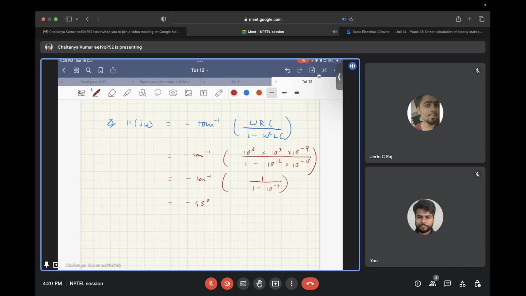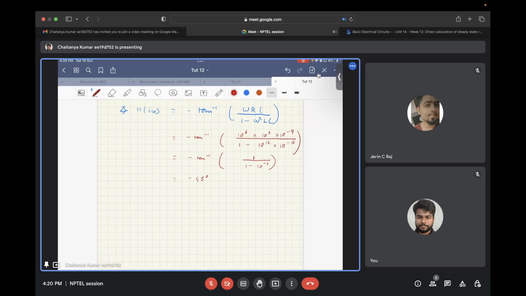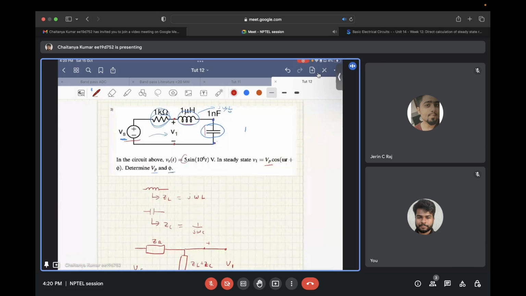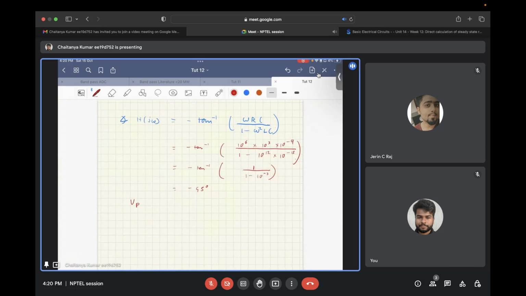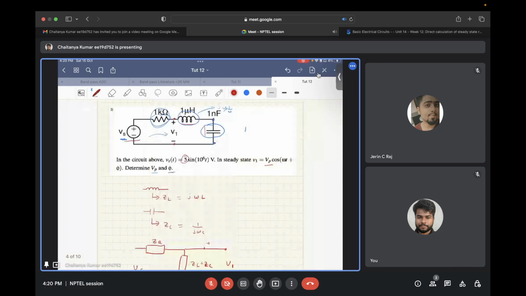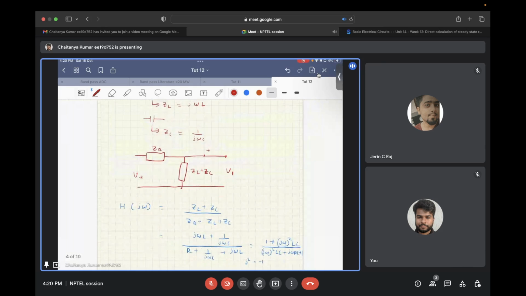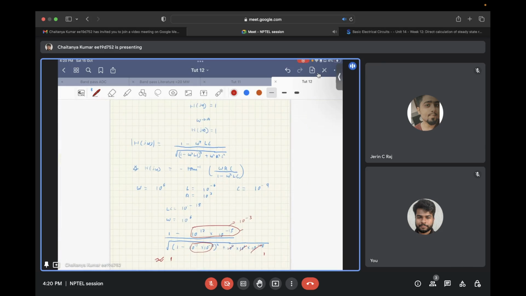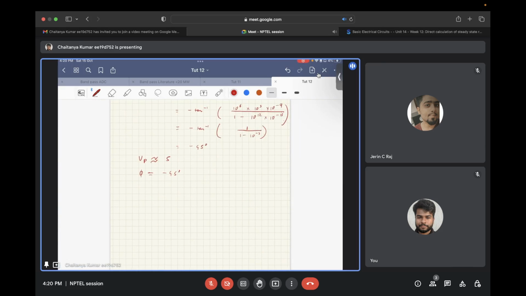So the magnitude will hardly be affected. The magnitude Vp, whatever came in as 5, will be approximately equal to 5, and we will see a phase shift of minus 45 degrees in the final output. So this is how you needed to solve it. The point is that you can apply approximations. You don't need to be precise till the last decimal point. You can use approximations and get to the answers.